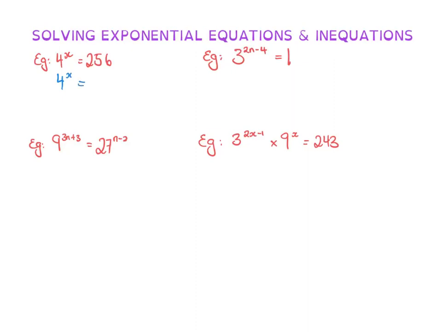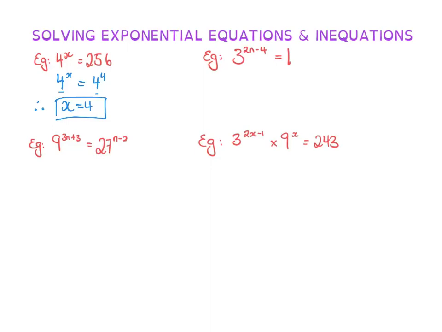You'll get used to the numbers because you start to see them a fair bit. So 256 is actually 4 to the power of 4. And now that we have the same base, you can actually say that x equals 4. So therefore, there's our answer.